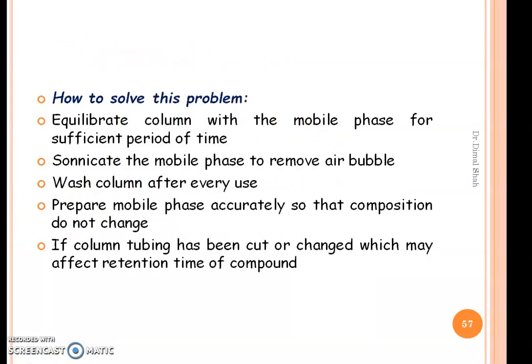Now, how to solve these problems? The first thing that we have to do is equilibrate the column with the mobile phase for a sufficient period of time, and this time should be fixed. For example, 30 minutes. So allow the mobile phase to run for 30 minutes before you inject your sample. Second, to remove air bubbles, sonicate the mobile phase. Wash the column after every use. Prepare the mobile phase accurately so that the composition of the mobile phase does not change. If the column tubing has been cut or changed, it may affect the retention time of the compound.